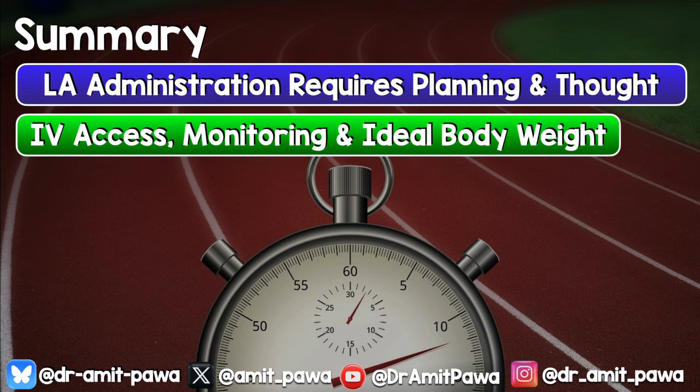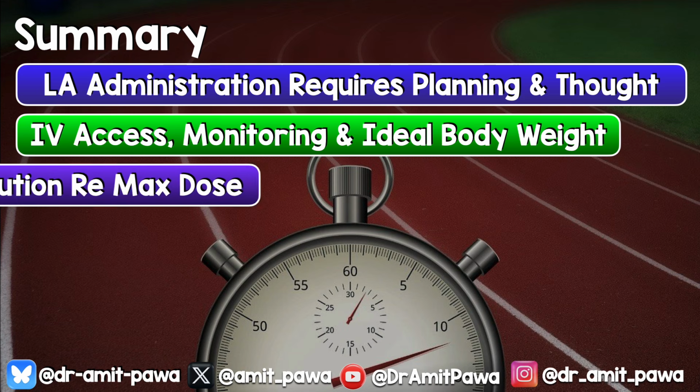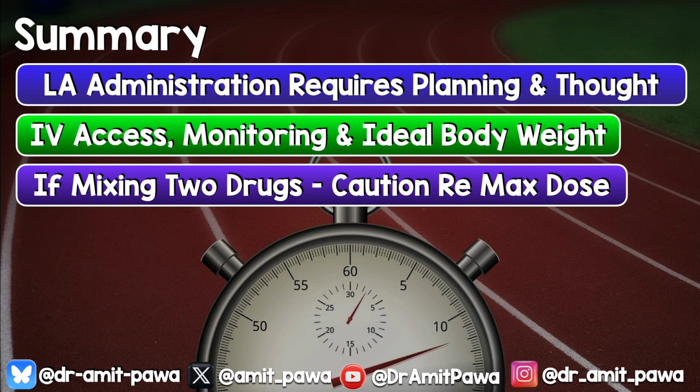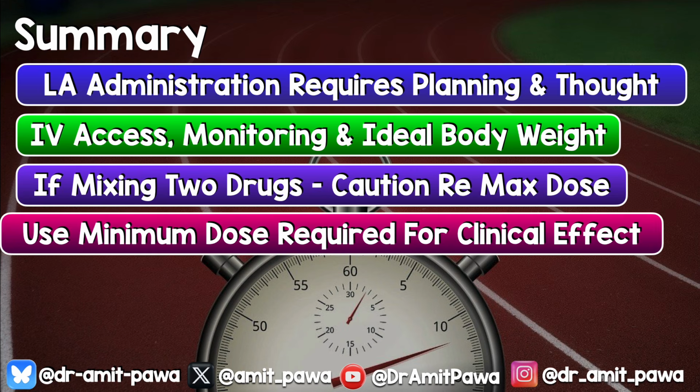Whenever you're administering local anaesthetic, make sure you have intravenous access, full monitoring, and use ideal body weight to calculate those doses. If you're mixing two drugs, please be careful regarding the maximum dose. Please make sure that you don't use the 100% maximum of one dose and the 100% maximum of another dose. It makes sense to use 50% of the maximum dose of one drug and 50% of the maximum dose of the other. Do not exceed a combined 100% maximum dose.